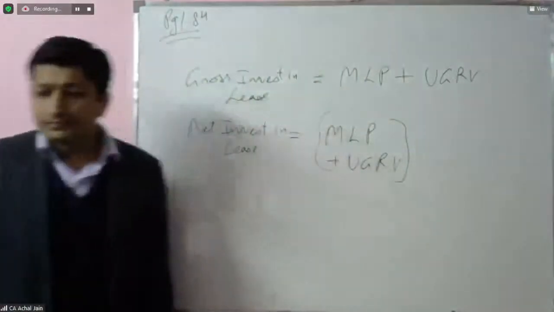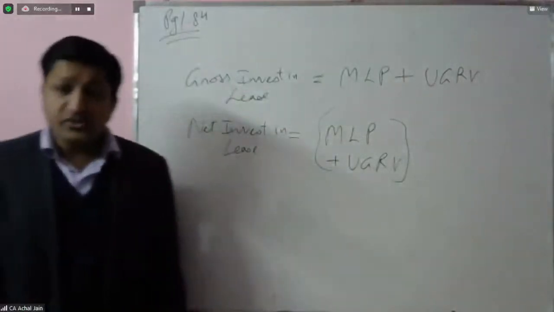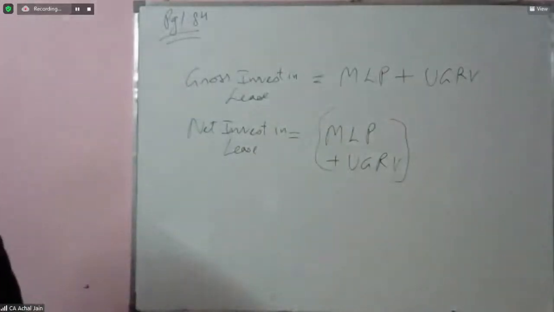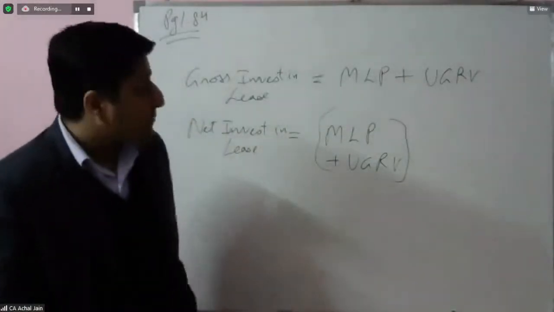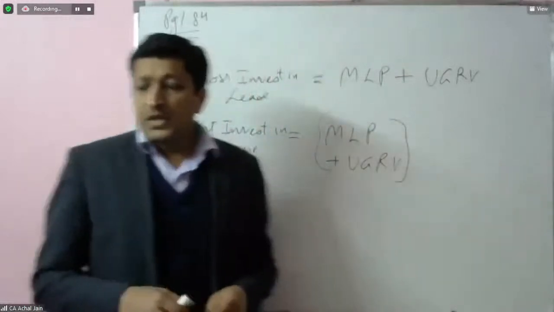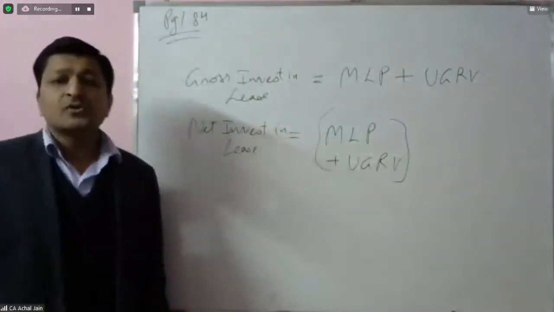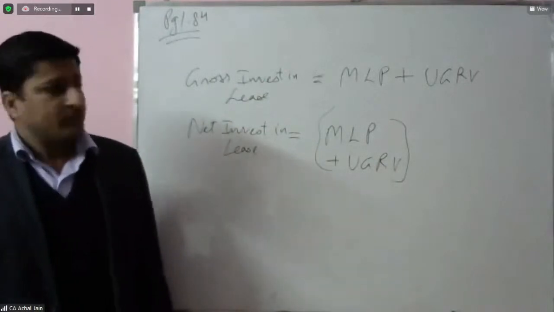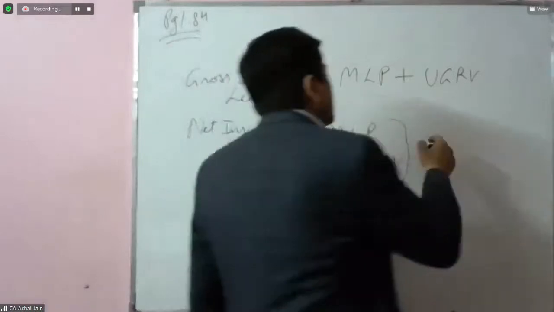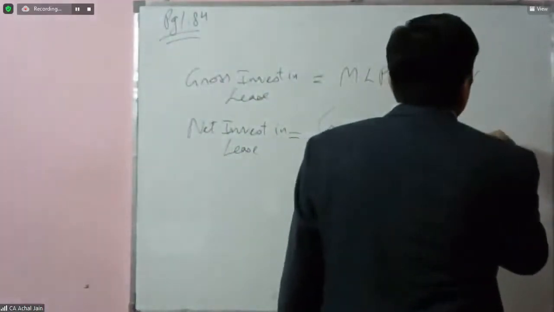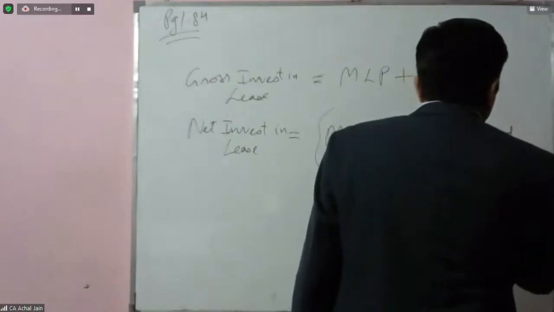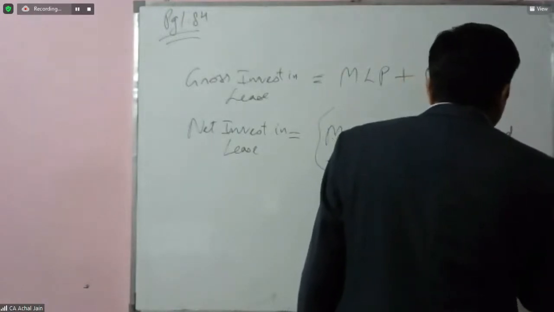From these two, if we reduce the time value of money, please remember that both of them include the interest component. So if we reduce the interest component from these two, then what do we get? Net investment in lease. Okay. And this interest component is called unearned finance income.